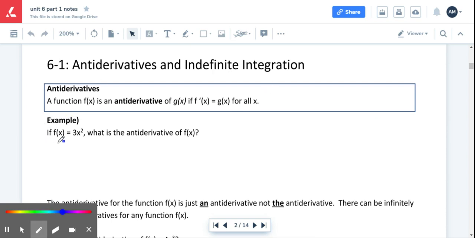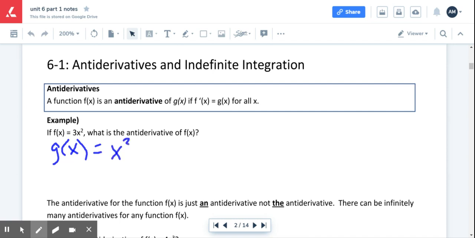So this first example, if f of x equals 3x squared, what is the antiderivative of that? So you might want to ask yourself, what, when I take the derivative of it, would give me 3x squared? And the answer to that, we'll call the antiderivative g of x in this case. So g of x is x cubed. So that works. However, g of x could also be x cubed plus 1. It could be x cubed plus 2, and so on.